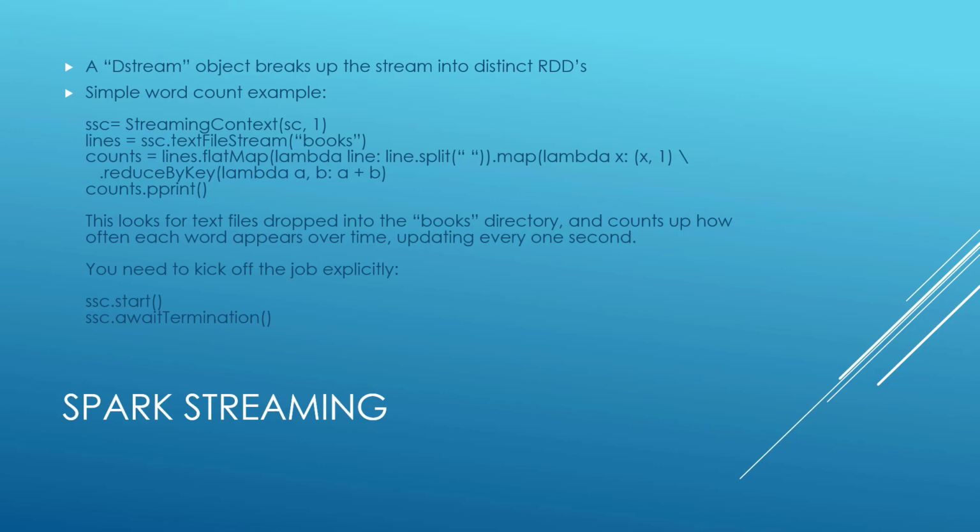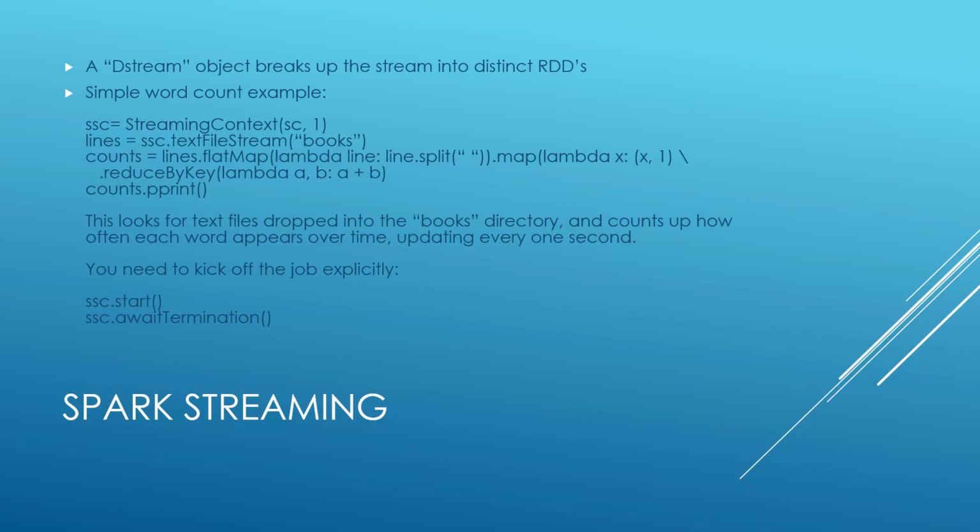So that's just keeping a count of all the individual words, how often they appear within that RDD. We then print out the results, and that's it. So those 4 lines of code are pretty much all you need to monitor a directory and keep a running count of how many words appear within a given 1-second increment of information.